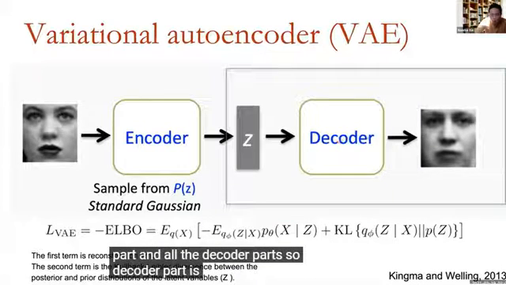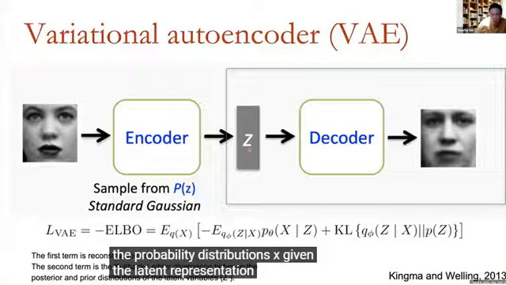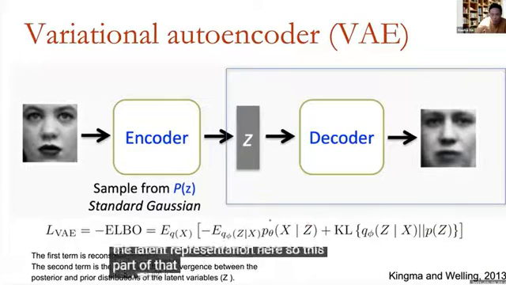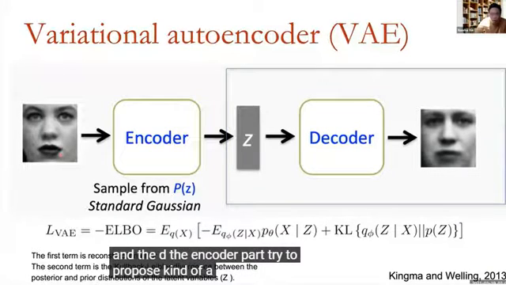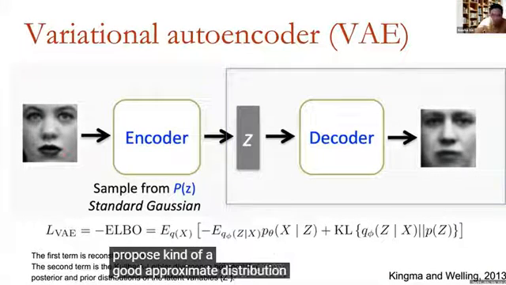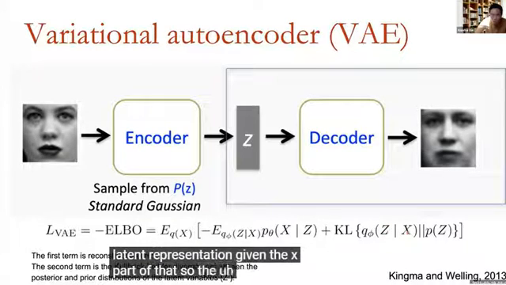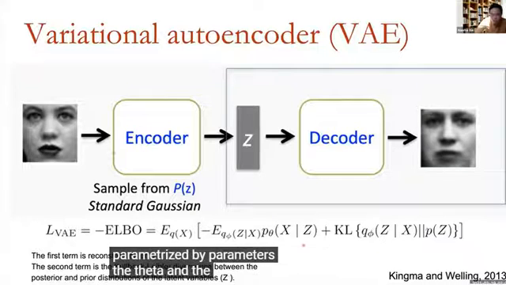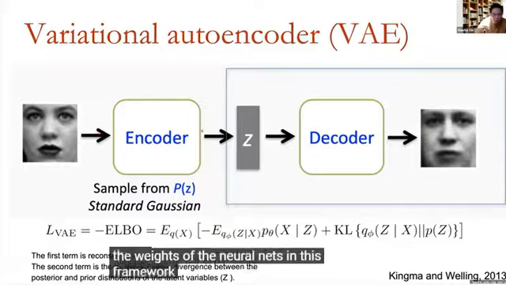So the decoder part is simply modeling the probability distribution of x given the latent representation. And the encoder part tries to propose a good approximate distribution of the latent representation given x. So it's parameterized by parameters theta and phi, which will be the weights of the neural nets in this framework.